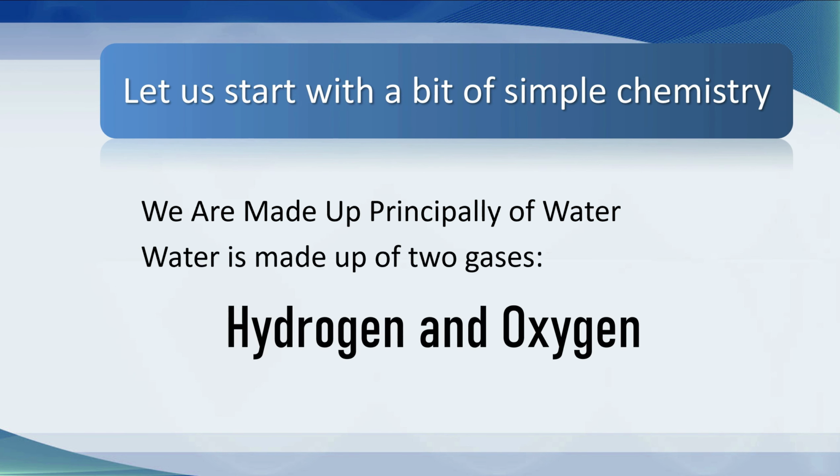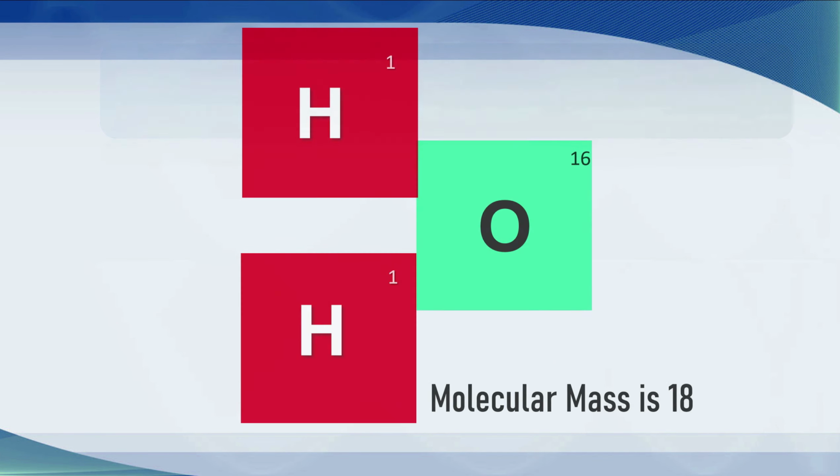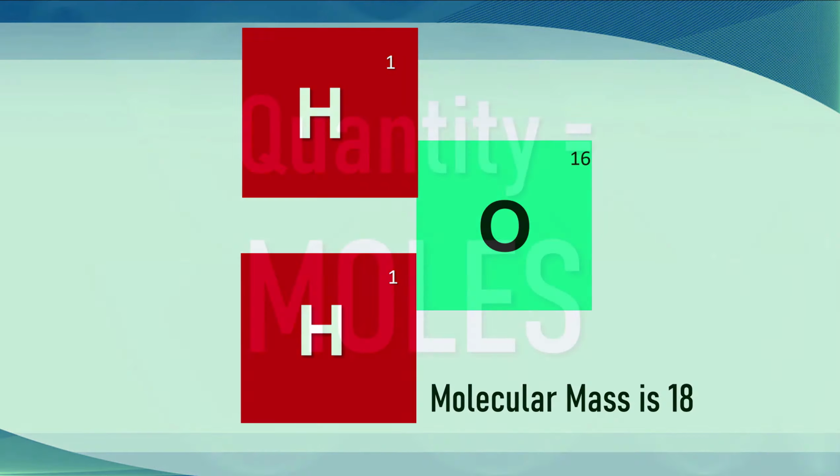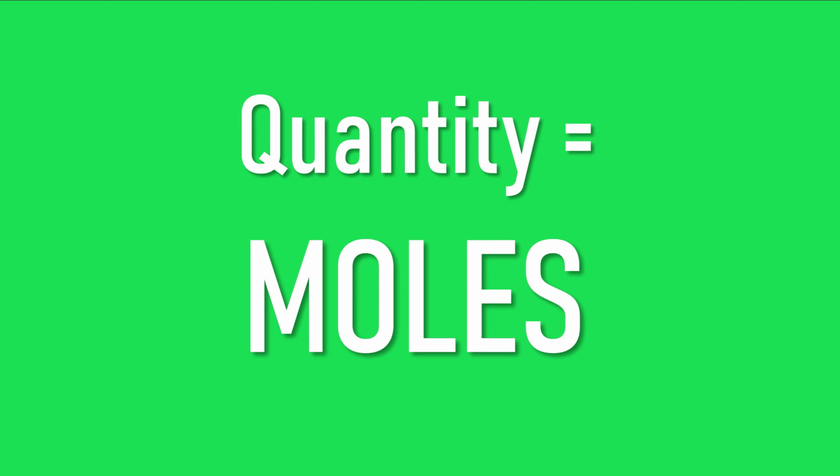We're made up principally of water, and water is made up of two gases, hydrogen and oxygen. And it looks a bit like this. There are two hydrogen ions and one oxygen, and the molecular mass is 18, made up of an atomic mass of 16 of oxygen and two 1-proton hydrogen ions. When we quantify chemicals, we use the term moles, and a mole has a complex number. It's known as Avogadro's number, but it's most easily understood as 1 gram times the molecular weight.